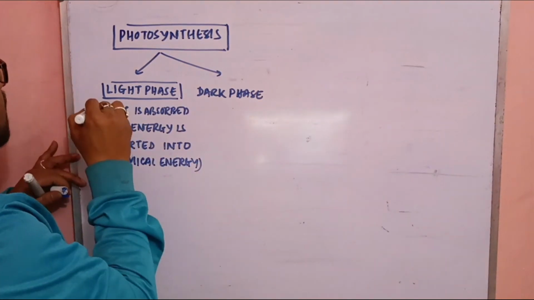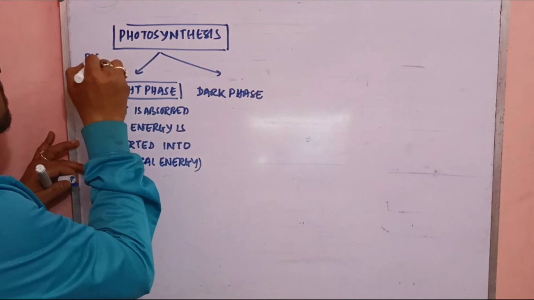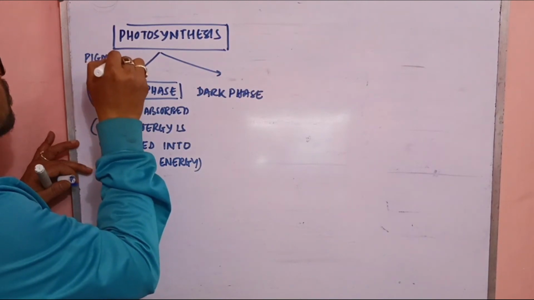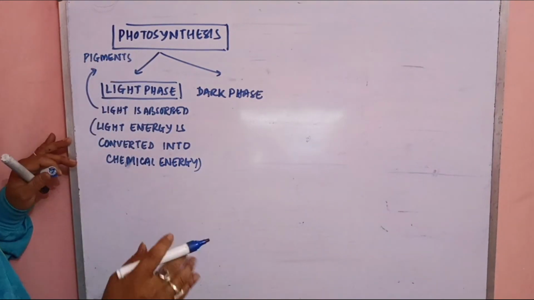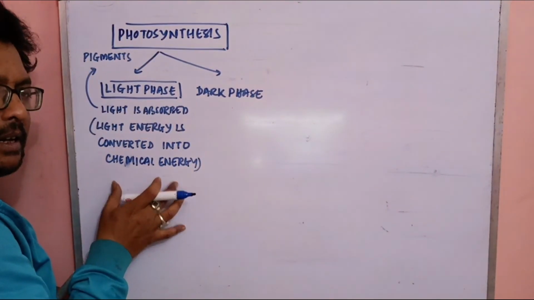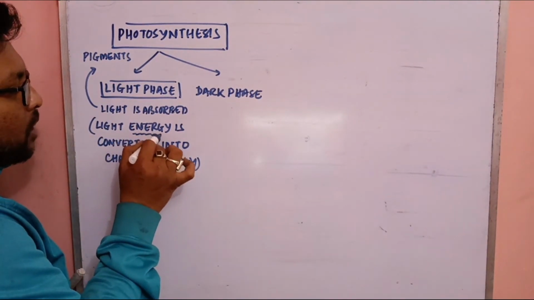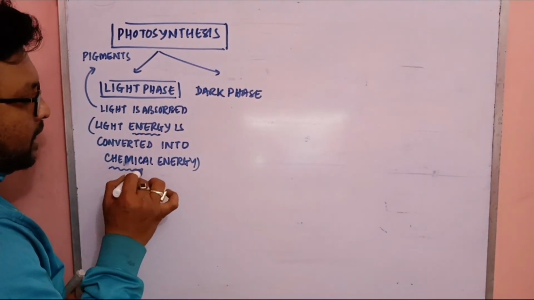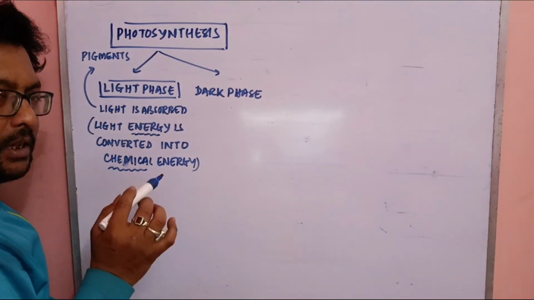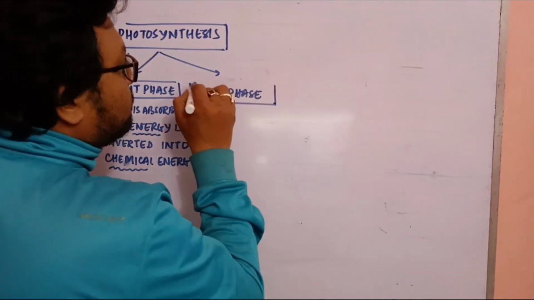Now, who helps in absorption of this light? Different pigments. So, different pigments absorb light energy, and what they generally do is simply convert this light energy or solar energy into what? Chemical energy. Now, what this chemical energy actually is, we'll discuss that. Now, in dark phase, what happens?